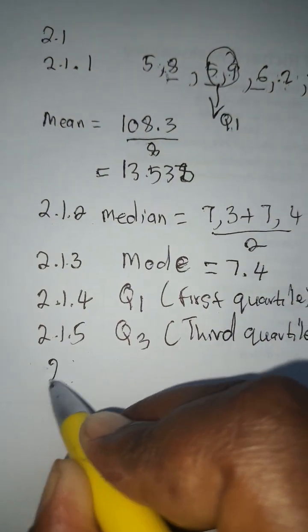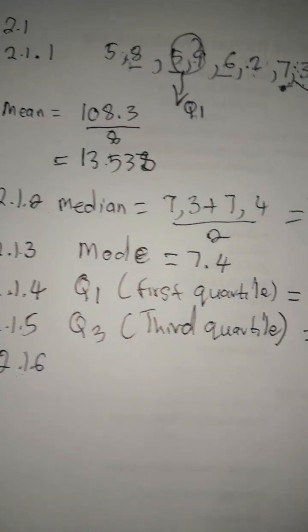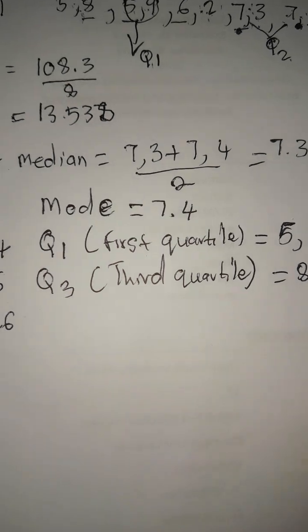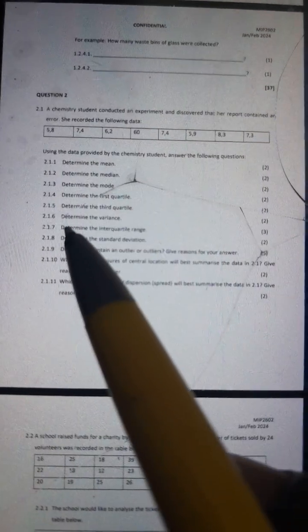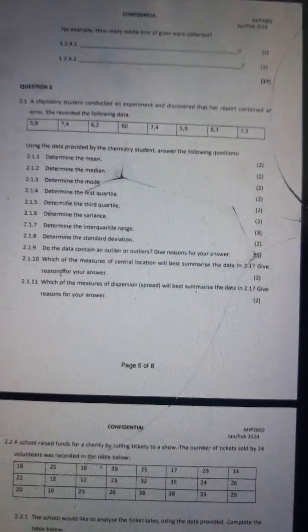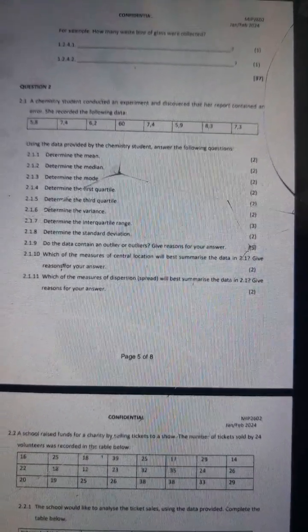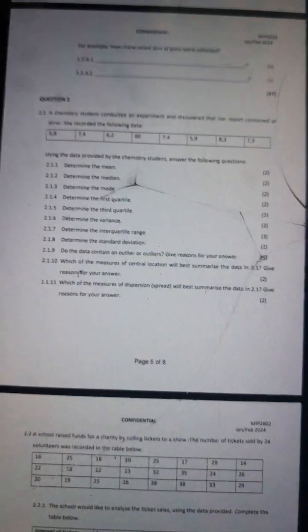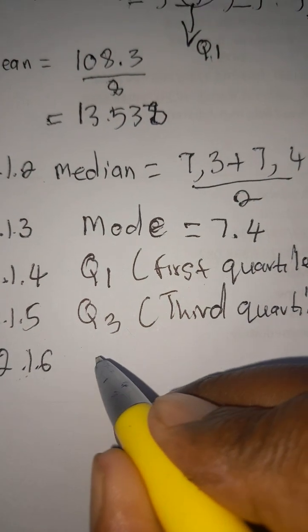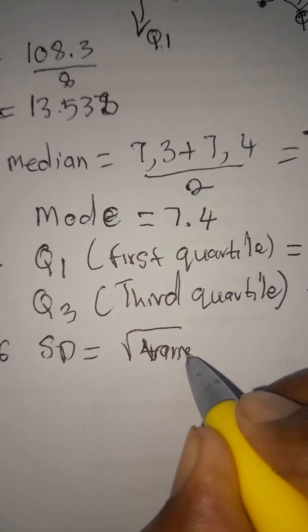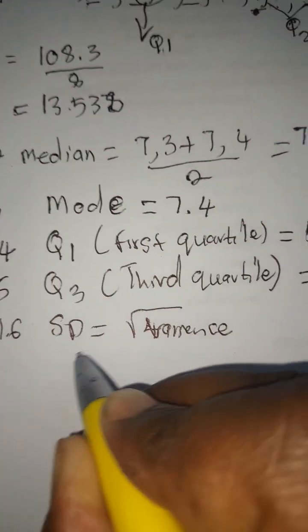Then they said at 2.1.6, determine the standard deviation, guys. I mean, determine the variance. They wanted the variance. Then the variance, guys, is the square of the standard deviation. Then we'll go on at 2.1.7 and 2.1.8 and until 2.1.11. Let's put that into practice. So in this case, at 2.1.6, the variance is the square of the standard deviation.